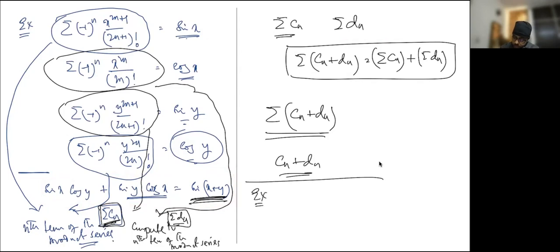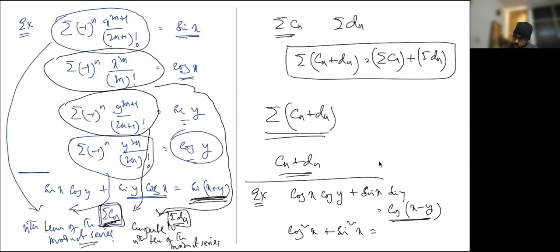Same way, you can prove cos x cos y plus sin x sin y equal to cos of x minus y. And a corollary of this would be, which again is something you know, when you put y equal to x, you take x and y to be the same real, and on the right side you will get cos 0.